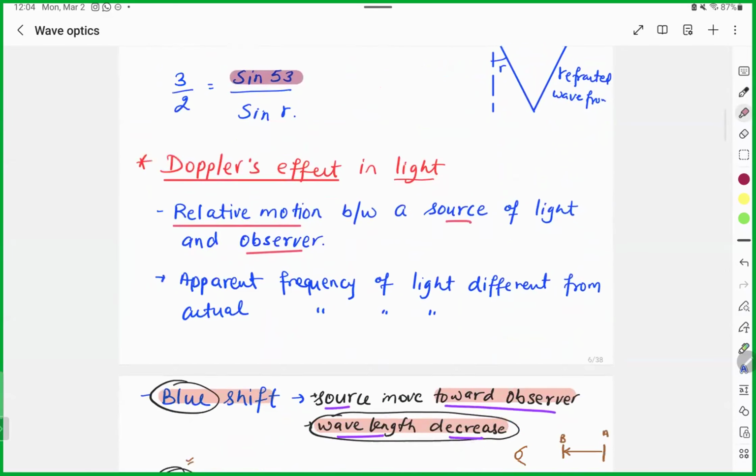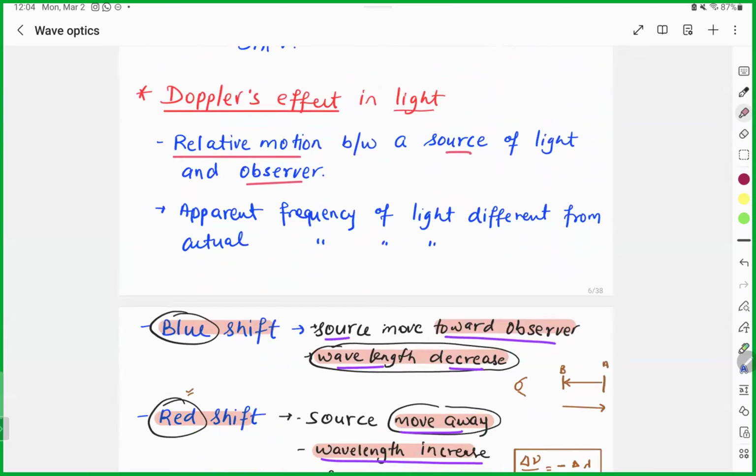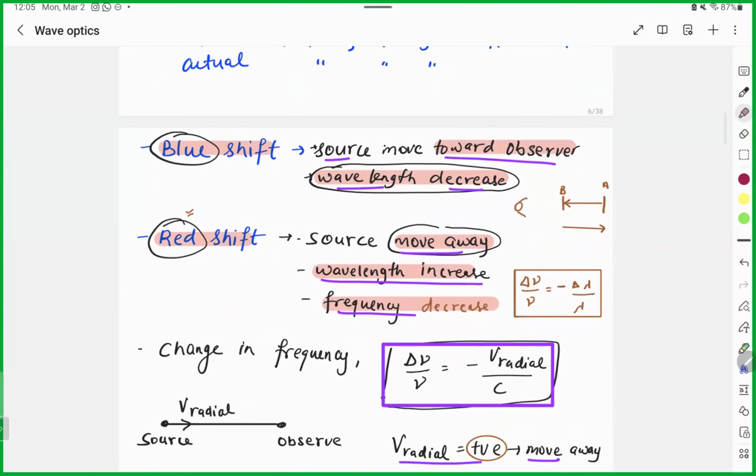Doppler effect of light you don't have in your syllabus. It's just a basic thing you need to know, but if you don't learn the formula, it's absolutely fine. You have a source of light and there is an observer. We want to see how they are moving with respect to each other. Every source of light produces light with a particular frequency, and this is what we observe. What will be the change in the light when the source is moving toward the observer or away from the observer? When the source is moving toward the observer, the observer can see the source clearly. So in this case, wavelength will decrease.